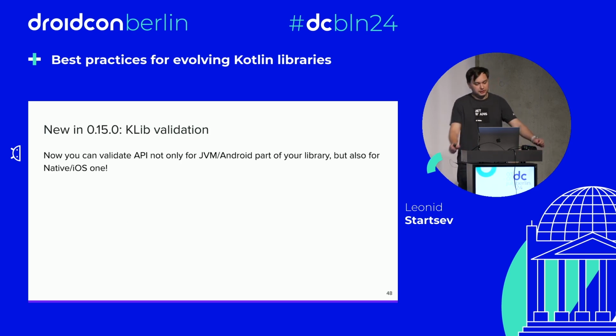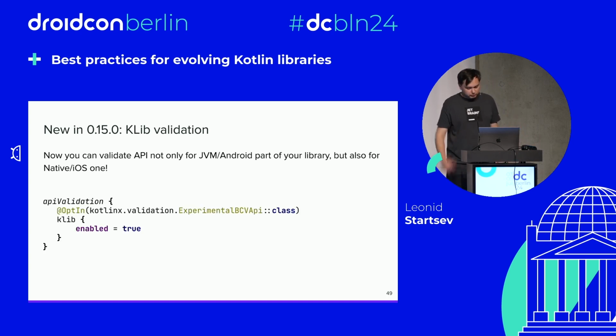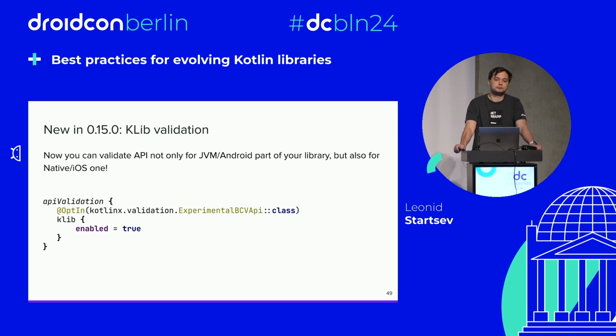And hooray, a new feature in the recent release of the binary compatibility validator is that we added Klib validation there. So now you can validate the API not only for JVM and Android parts of your library, but also for native and iOS ones. It has a different .api file format, but you can use it in just the same way. You just need to enable this in your build script.